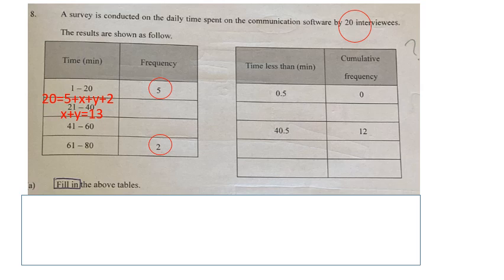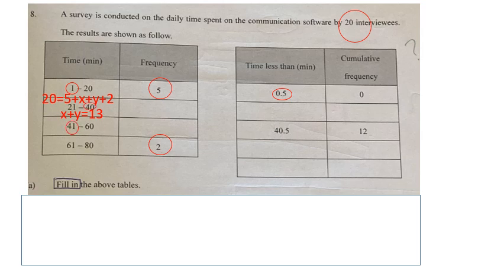On the right hand side, we have a table. This table is cumulative frequency. The first row, time less than, shows 0.5 minutes. On the left hand side, the first row is 1 minute. On the right hand side, time less than is 0.5 minutes. Now we need to fill in the time less than column.